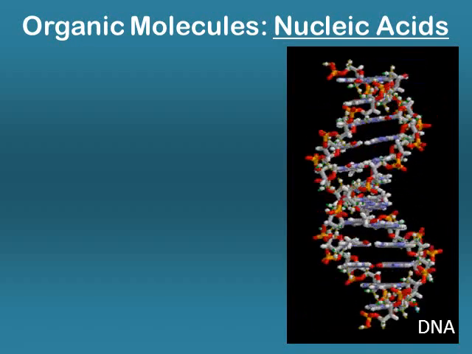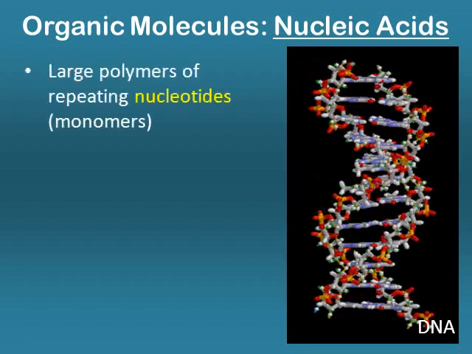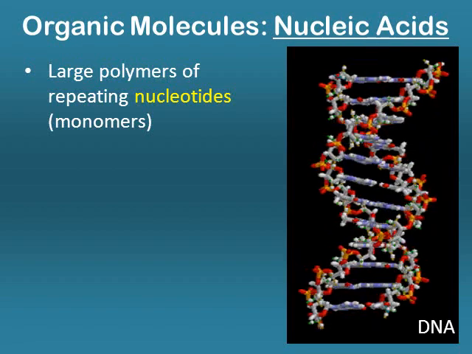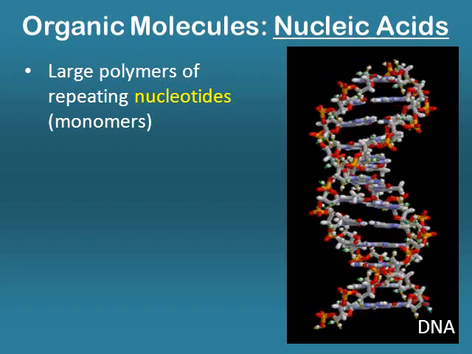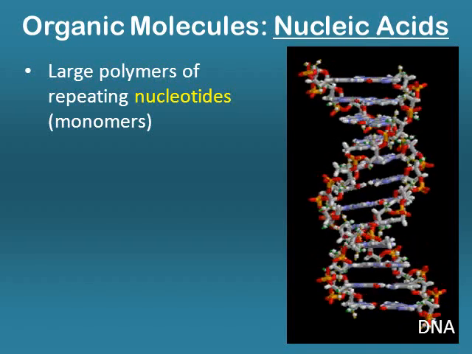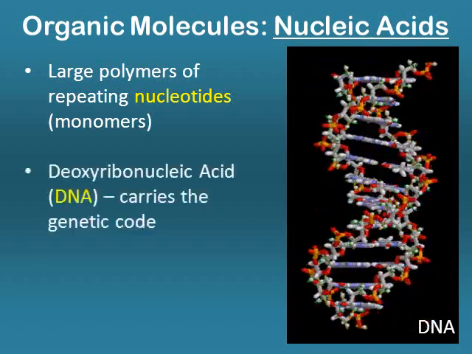Nucleic acids are the group of organic molecules involved with organisms' genetics. They're large polymers of repeating nucleotides, which are the monomers. Recall that all organic molecules, except for lipids, are polymers made up of repeating subunits called monomers. And in this case, they're the nucleotides. We'll talk more about those in a moment.